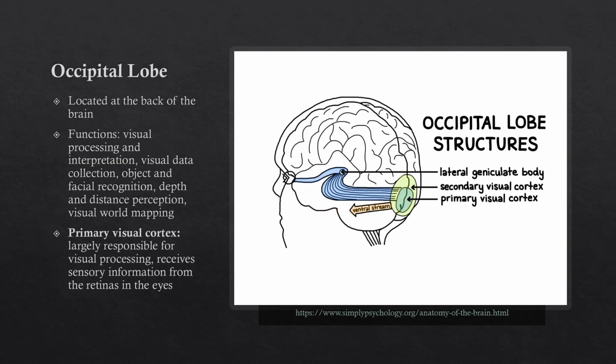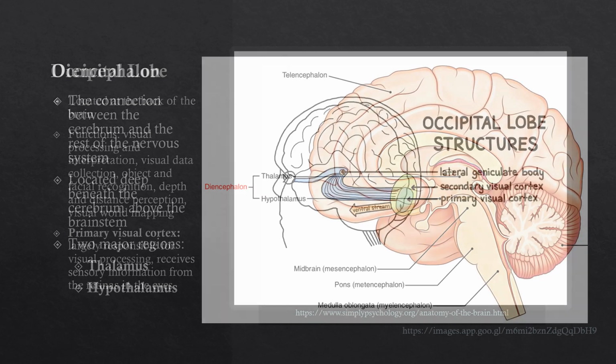The occipital lobe is located at the back of the brain and is the smallest of the four lobes in the cerebral cortex. It contains the primary visual cortex, which is largely responsible for visual processing. Aside from visual processing, functions of the occipital lobe include visual interpretation, visual data collection, object and facial recognition, depth and distance perception, and visual world mapping.